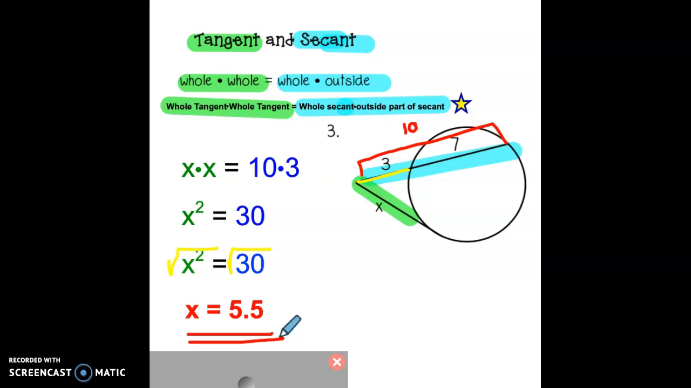Alright, so this was just recapping a topic that we did last week, clarifying it a little bit and rewriting the formula to say whole tangent times whole tangent equals the whole secant times the outside part of the secant. I think that makes it a little bit more clear on what you should be doing.